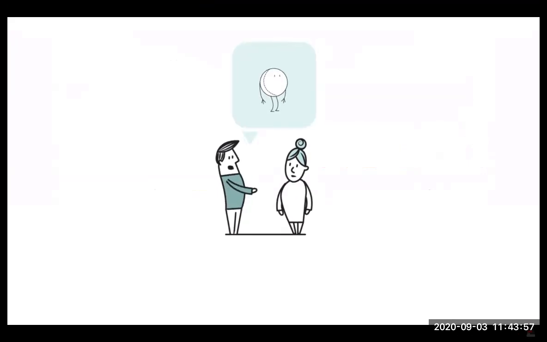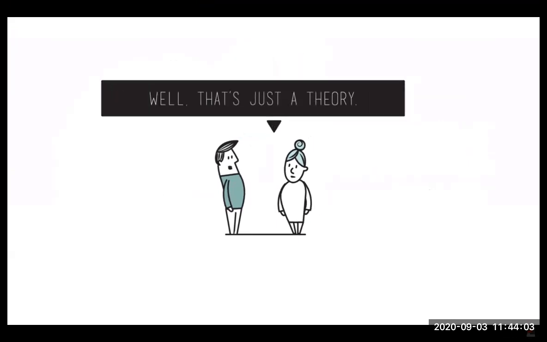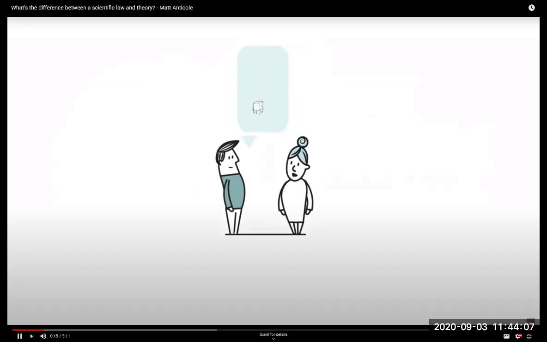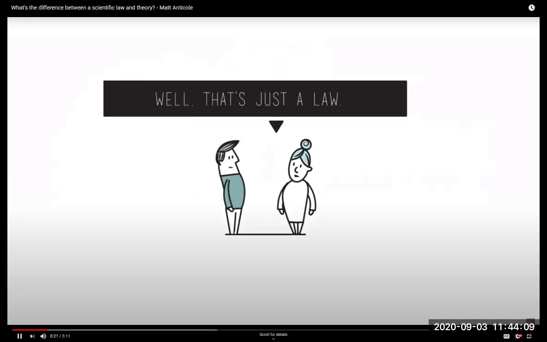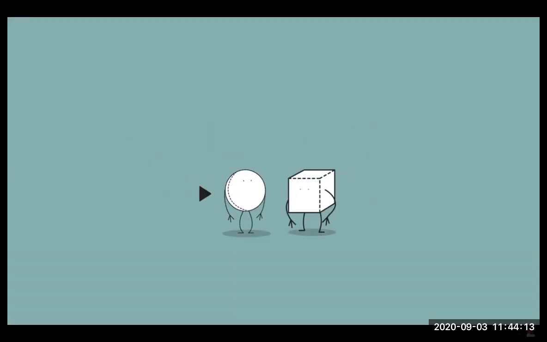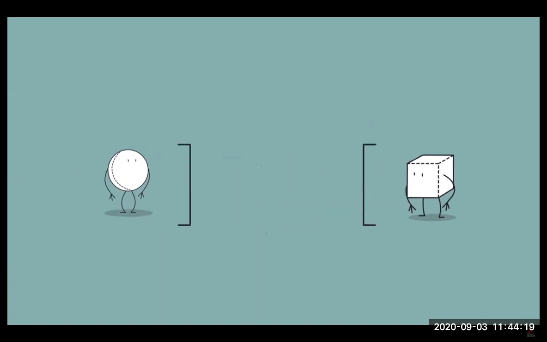Chat with a friend about an established scientific theory, and she might reply, well, that's just a theory. But a conversation about an established scientific law rarely ends with, well, that's just a law. Why is that? What is the difference between a theory and a law? And is one better? Scientific laws and theories have different jobs to do.